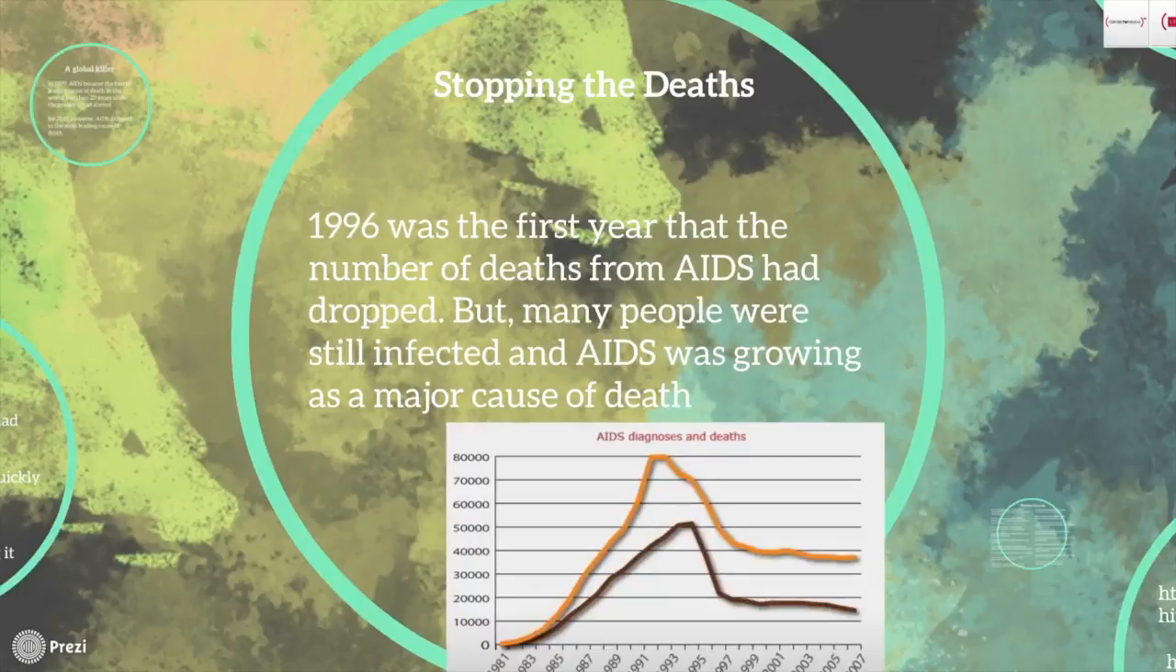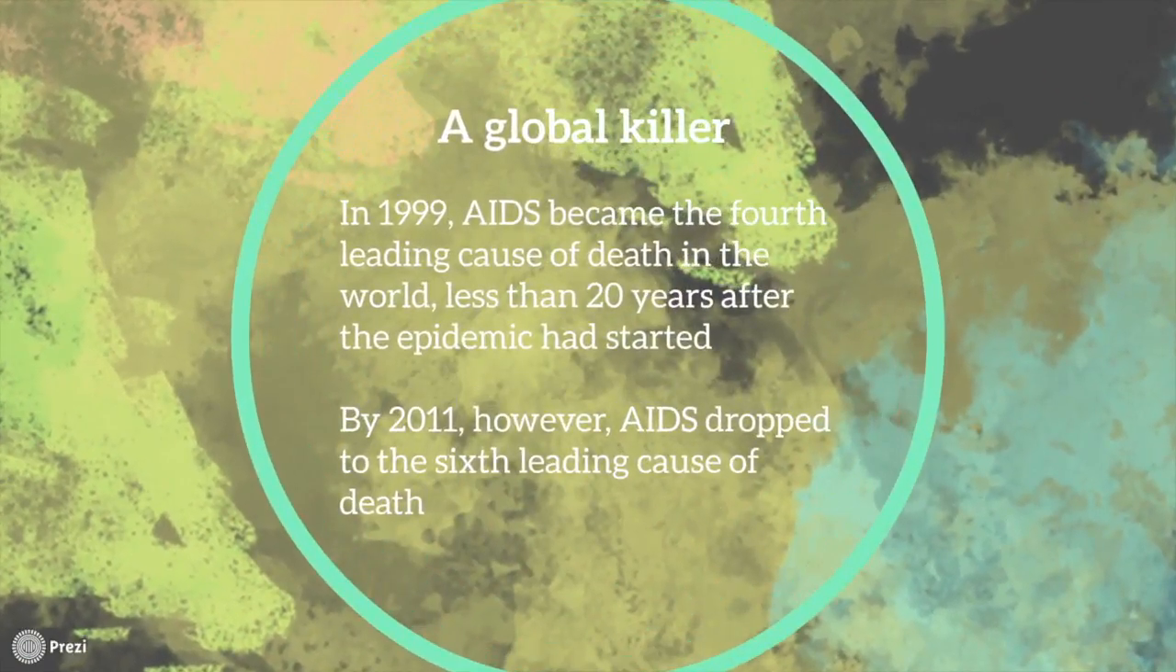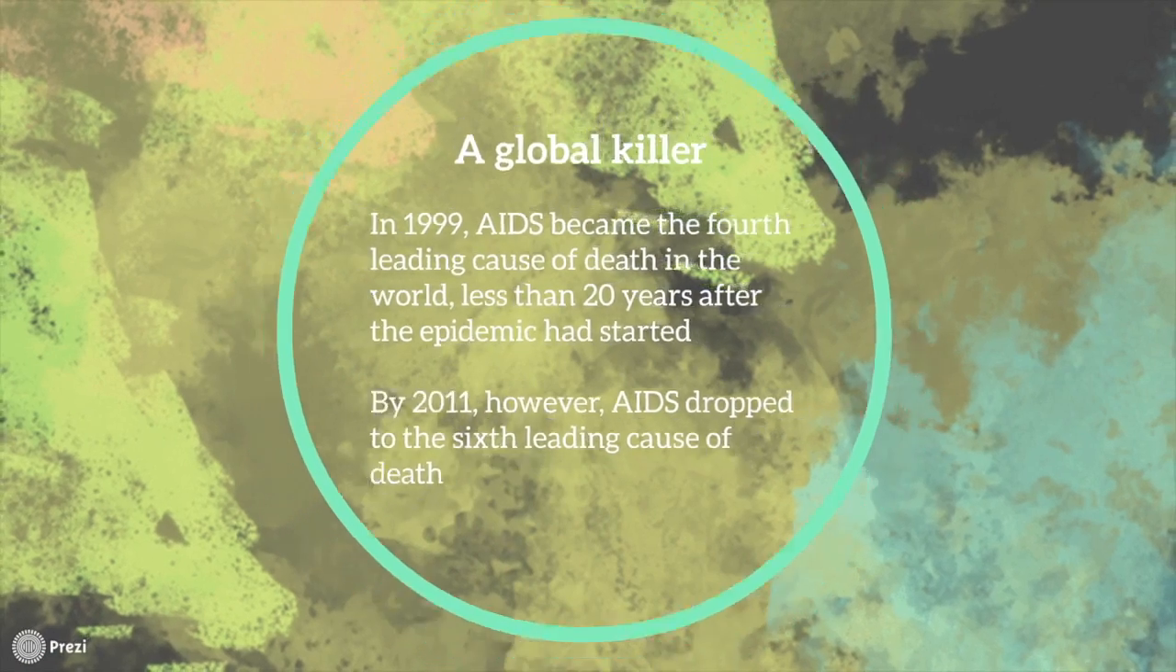1996 was the first year the number of deaths from AIDS dropped, but many people were still infected, and AIDS was growing as a major cause of death. In 1999, AIDS became the 4th leading cause of death in the world, less than 20 years after the epidemic had started. By 2011, however, AIDS dropped to the 6th leading cause of death.